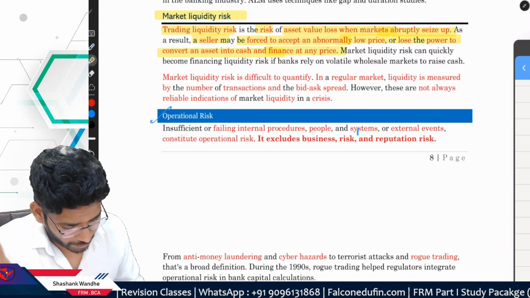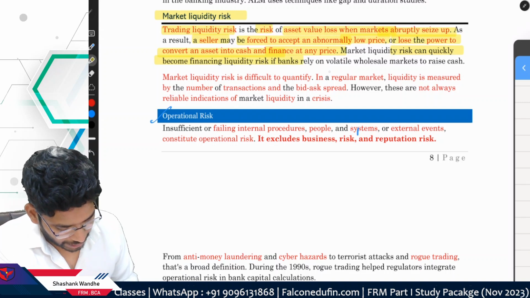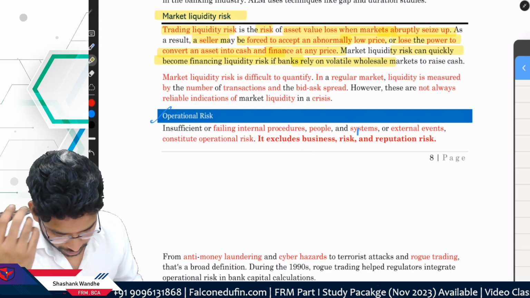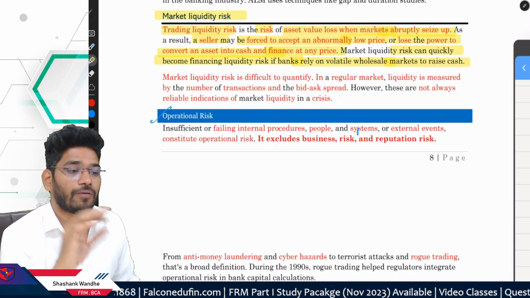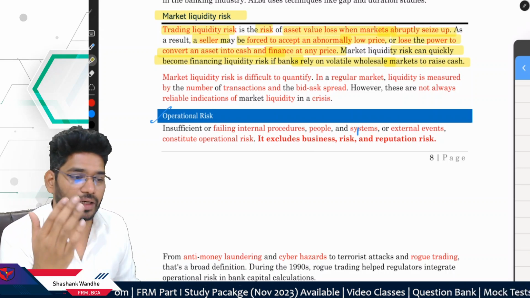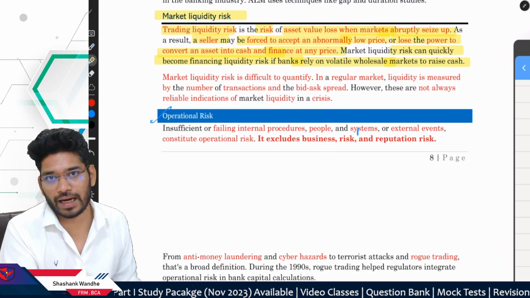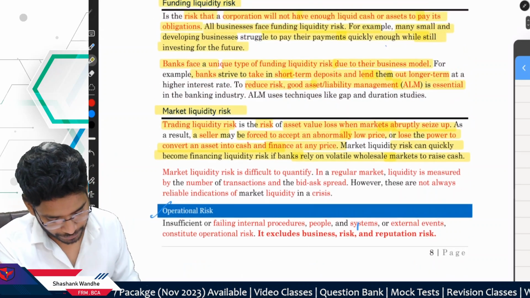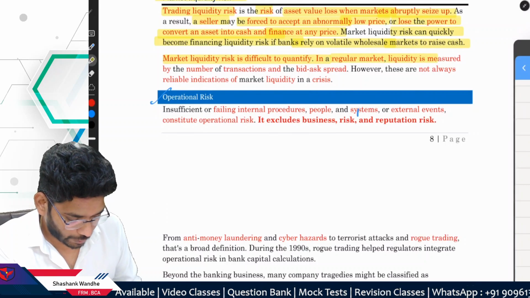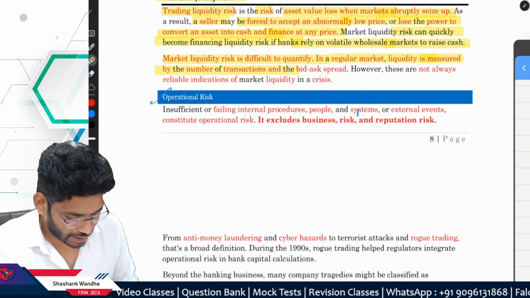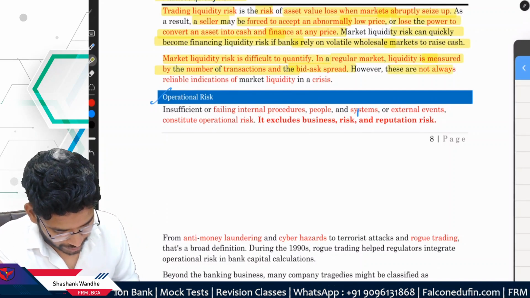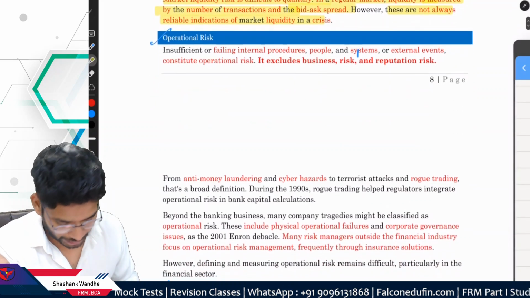Market liquidity risk can quickly become funding liquidity risk if banks rely on volatile wholesale markets to raise cash. Volatile wholesale market means there is high volatility, and there may be funding liquidity problems, where the bank doesn't have enough finances. Market liquidity risk is difficult to quantify. In a regular market, liquidity is measured by the number of transactions and the bid-ask spread. What the bid-ask spread is will be covered in Book 3. However, these are not always reliable indications of market liquidity in a crisis.